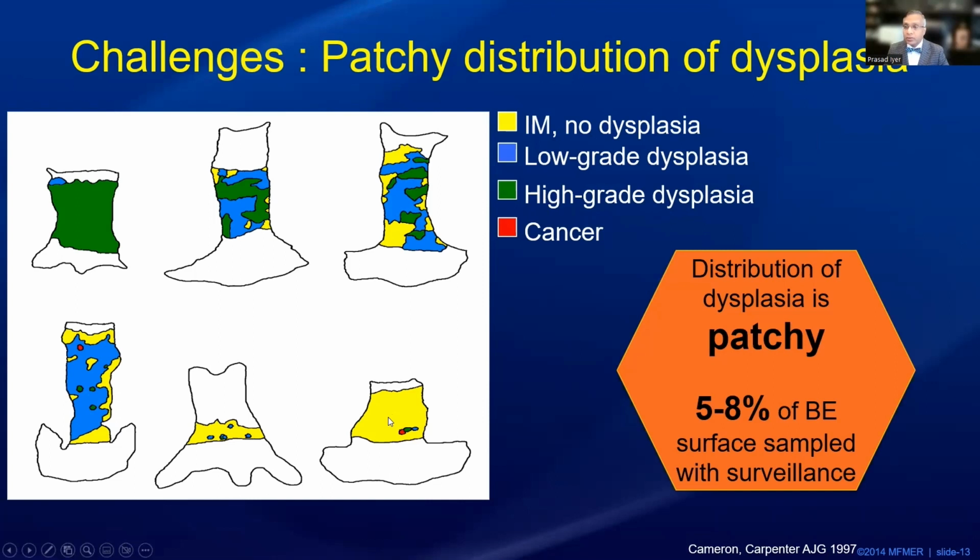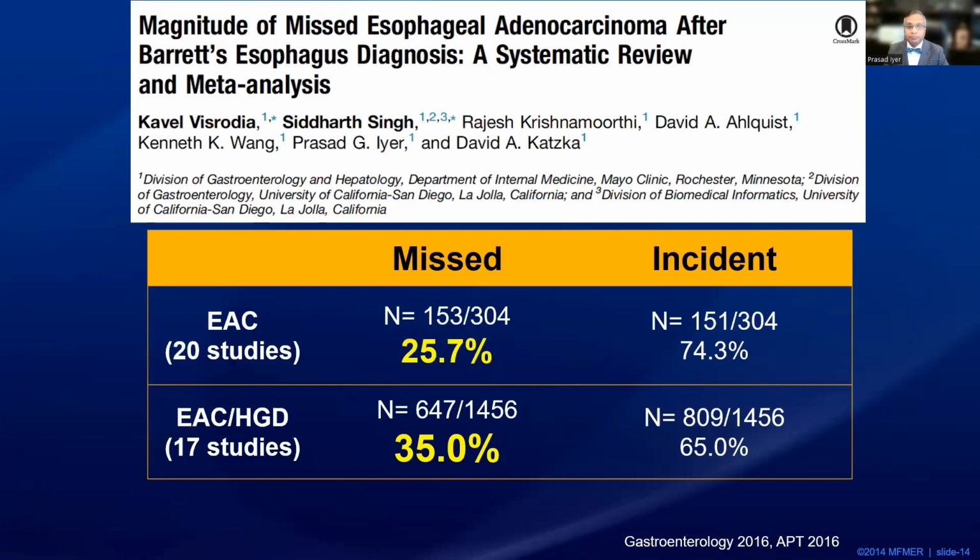And the other thing to note is that even when we sample the Barrett segment and follow all our guidelines of targeted biopsies and Seattle protocol biopsies, we are really only sampling about 5 to 8% of the entire Barrett segment. This is not without consequence.